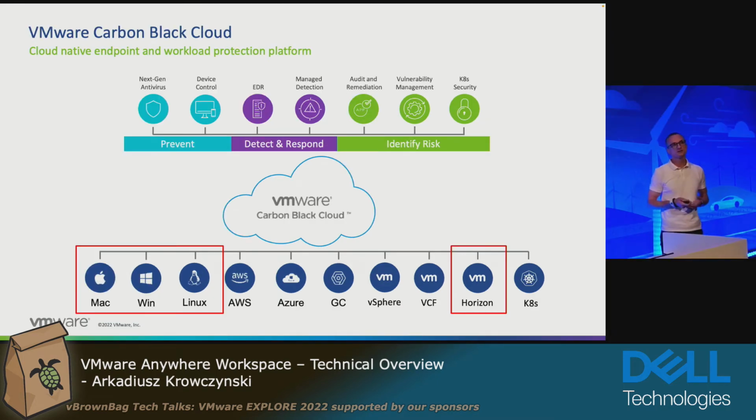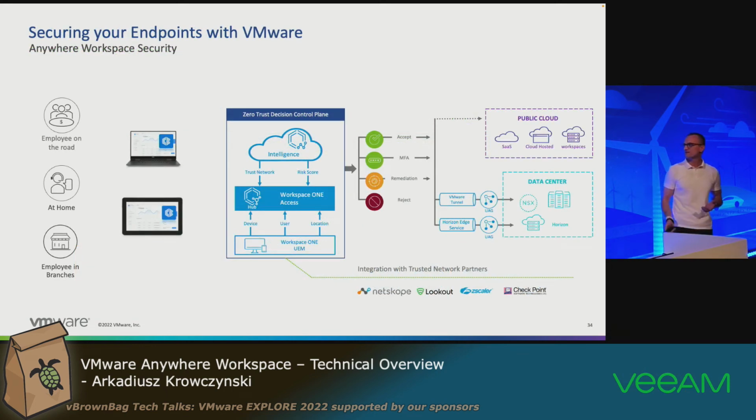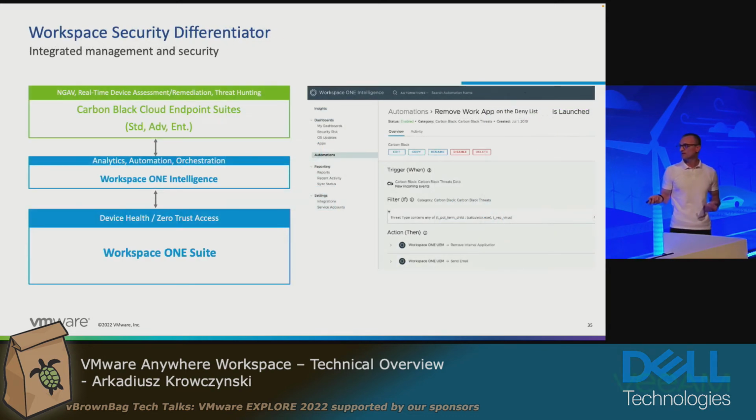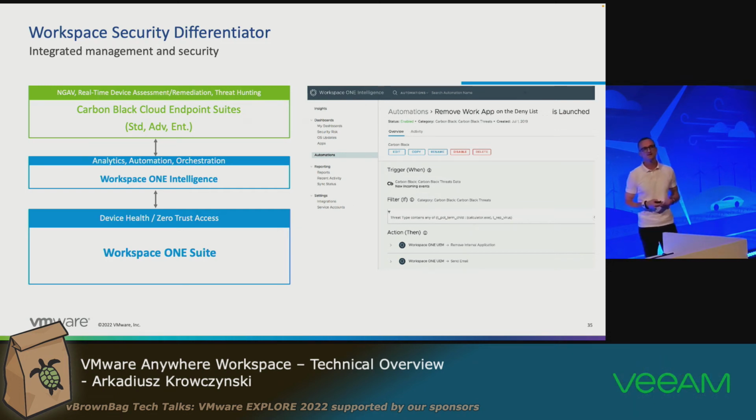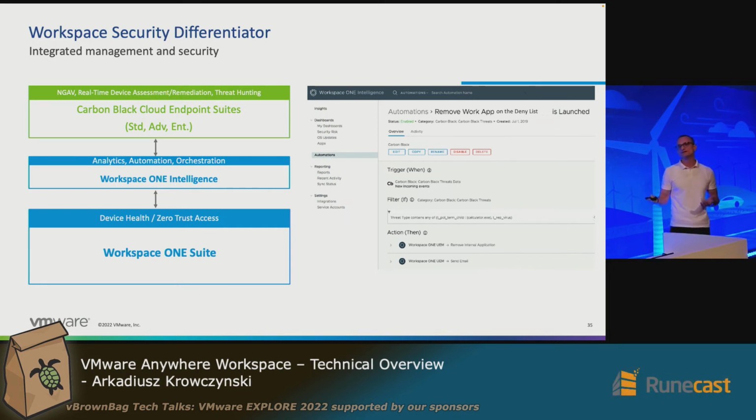We can push the Carbon Black sensors via the Workspace ONE UEM console or via Workspace ONE Access, and take the next step in the direction of zero trust. On the right side of the screen, you see a lot of other trusted network partners that we work with, but Carbon Black is the way to go when you have Workspace ONE in place, or maybe also Intelligence, because this is the big differentiator: you can connect your Carbon Black cloud with the Intelligence cloud to create a kind of automation.